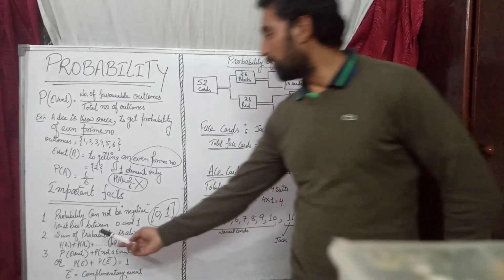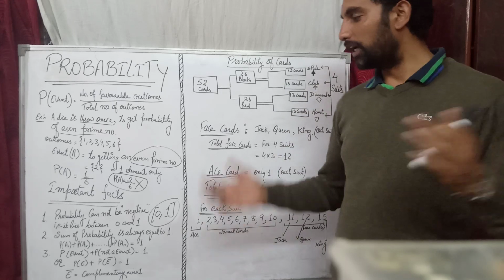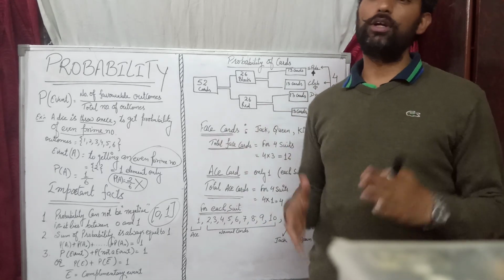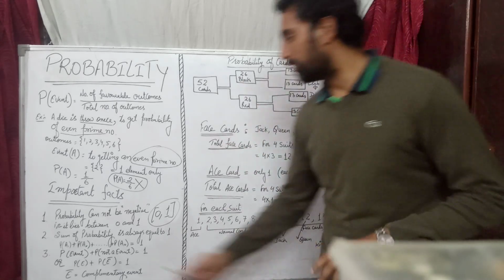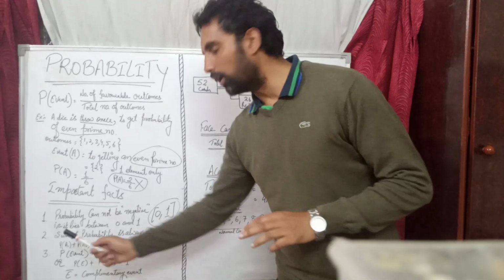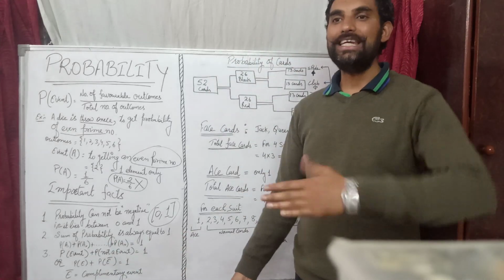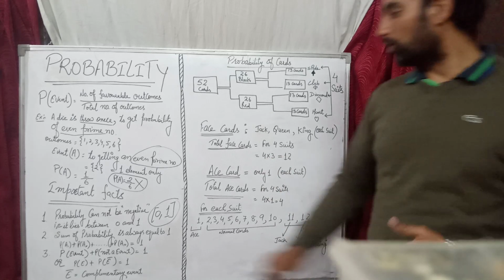Second, the sum of all probabilities is always equal to 1. Suppose we have 2, 3, 4, 5 probabilities. When we add them, the sum always remains 1. And the third is important, the formula relating the probability of the event and the probability of not the event. How to relate them, that is always equal to 1.